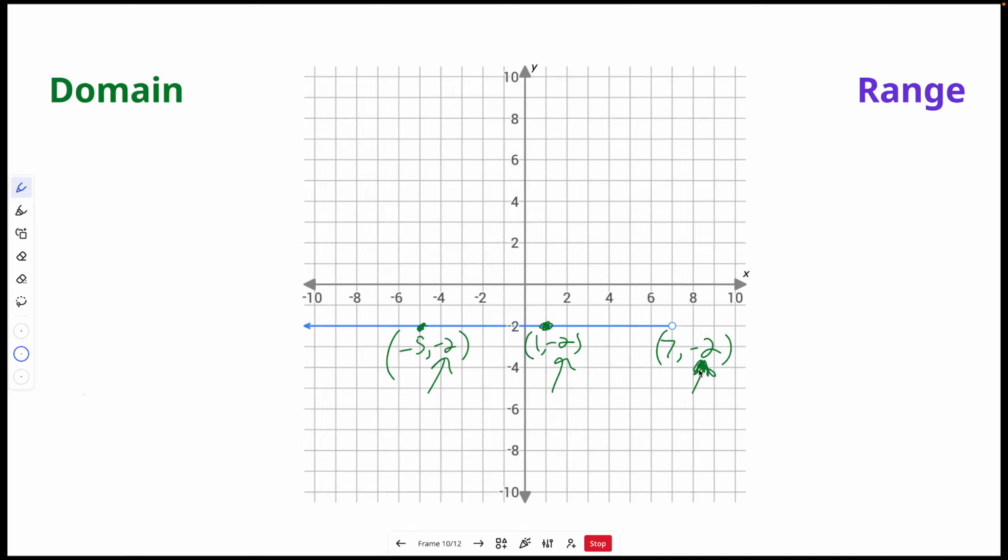And so for our range, we're going to say that the range is y equals -2. It's always -2. It never changes, okay? For the domain, we start at 7. So we start at 7 with an open circle, and we're going to the left. Numbers are getting smaller and smaller and smaller, so we would say that x has to be smaller than 7 for the domain.